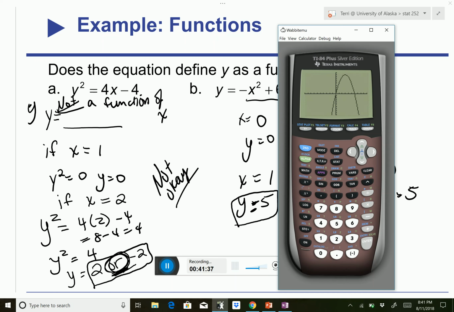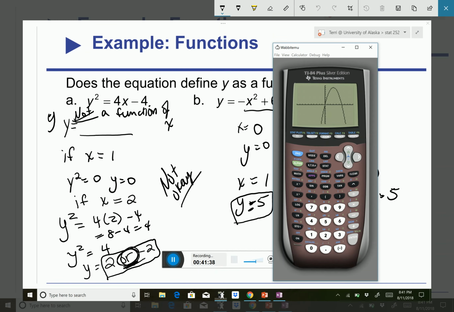Now, this time, if I did a vertical line test, I'm only going to hit one spot each time. No matter where I put a vertical line, I'm only going to go through the graph one time. So now I know that this is a function. Okay.